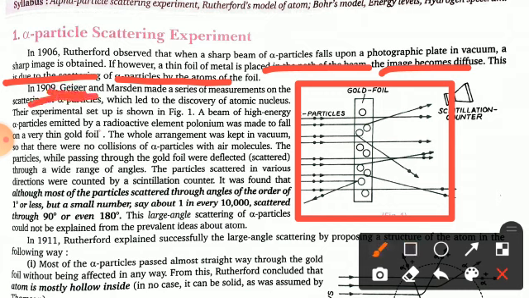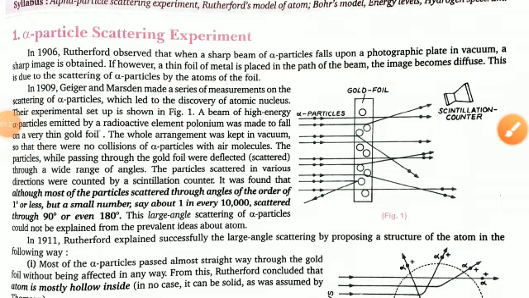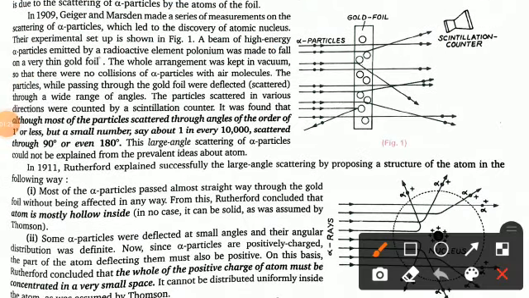Now in 1909, Geiger and Marsden made a series of measurements on the scattering of alpha particles, which led to the discovery of the atomic nucleus. Their experimental setup is shown in the figure. A beam of high energy alpha particles is emitted from a radioactive element called polonium and made to fall on a very thin gold foil.